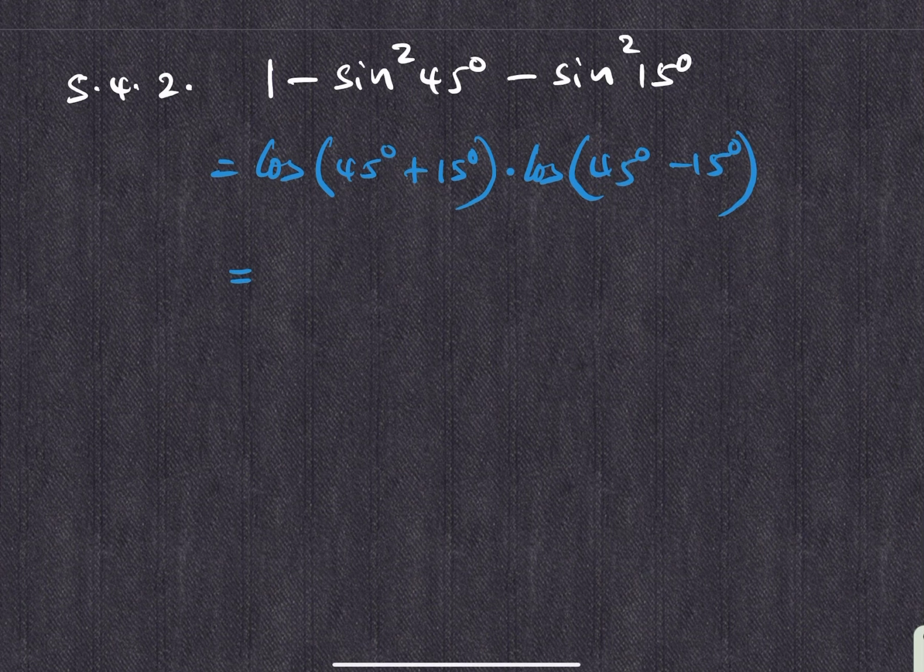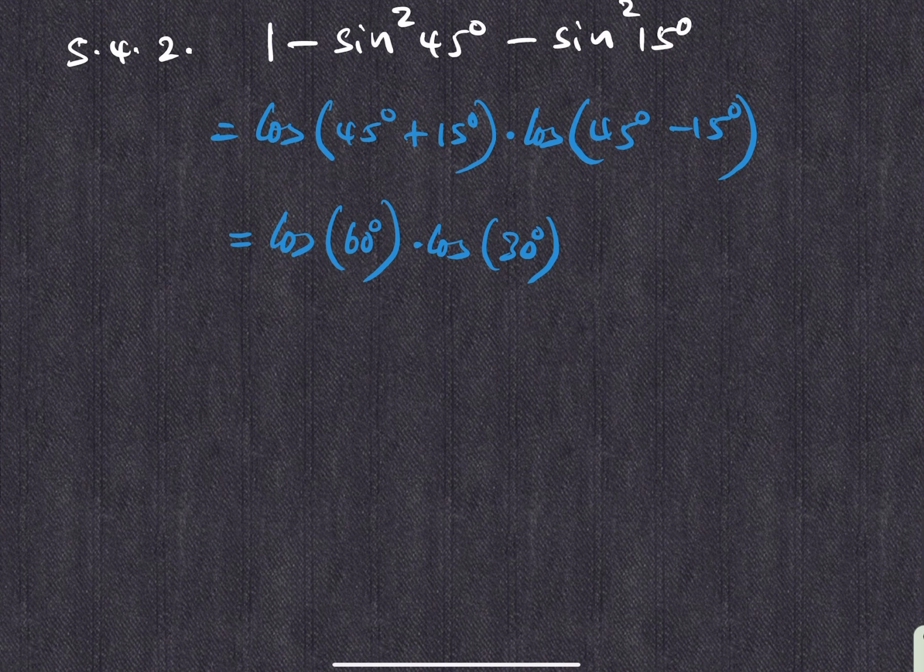As a result, 45 plus 15 is going to give you 60. So this is cos of 60 degrees multiplied by cos of, let's subtract that, you get 30 degrees. So this really makes your life easy. What is cos 60 now?